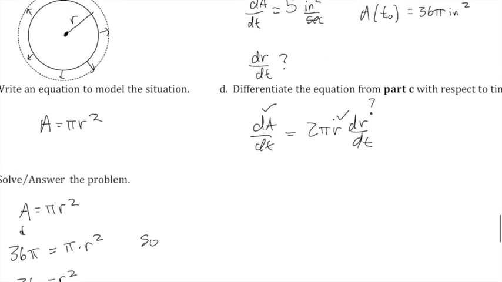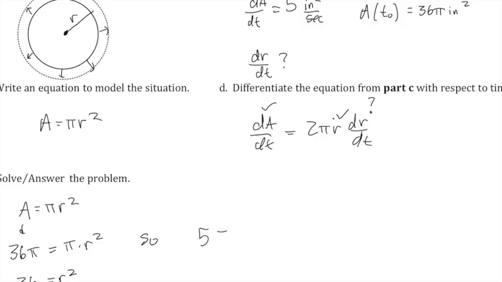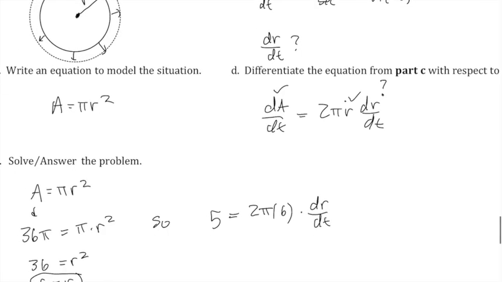So what is dA/dt? That is equal to 5. Our radius was equal to 6. And we are trying to find dr/dt. So this is all going to be 12 pi, and then we're going to divide it. And then there you go.